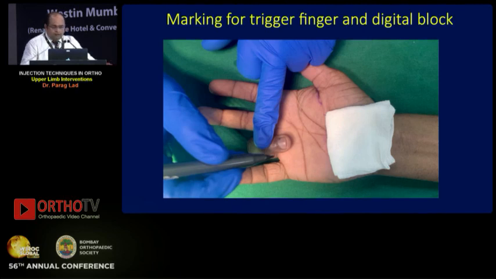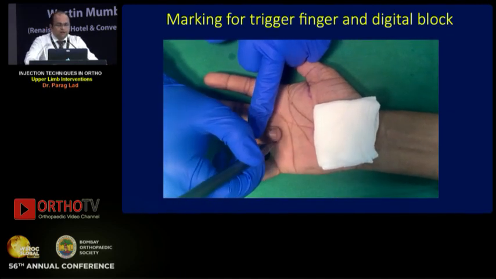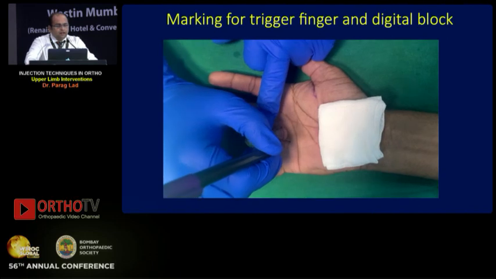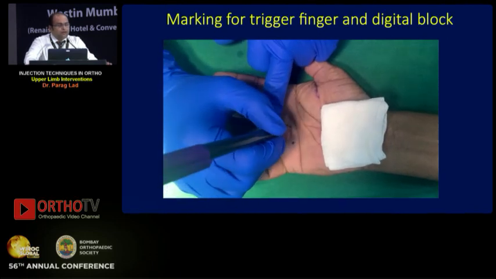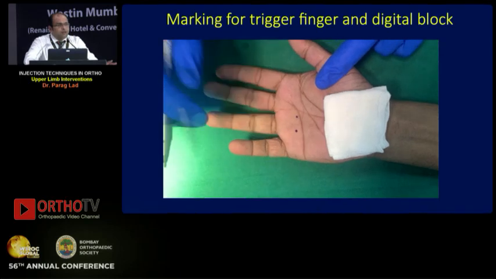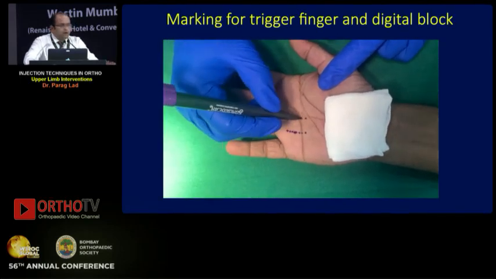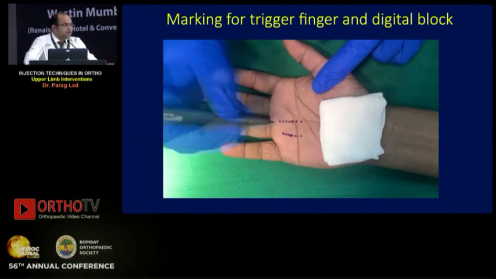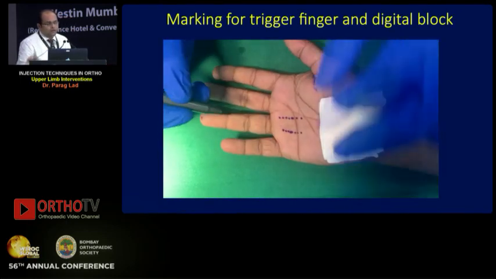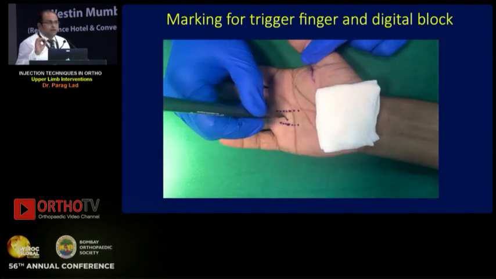So you mark on either side of our nail fold. So that is the ulnar side of our nail fold, and that's the radial side of our nail fold. So our digital nerves will exactly come across these 2 points. And you give injection in between these 2 points, so you do not hit any digital nerve. And this is how you should mark, and this is the point where we consider giving digital block.